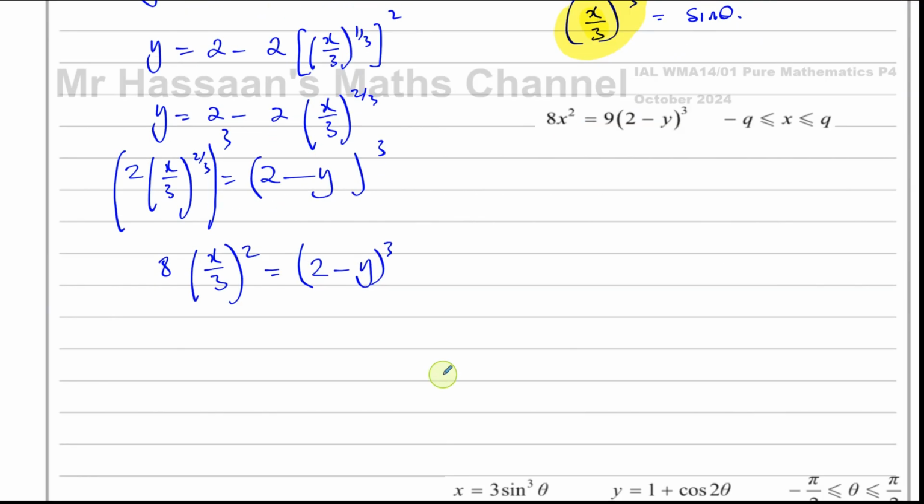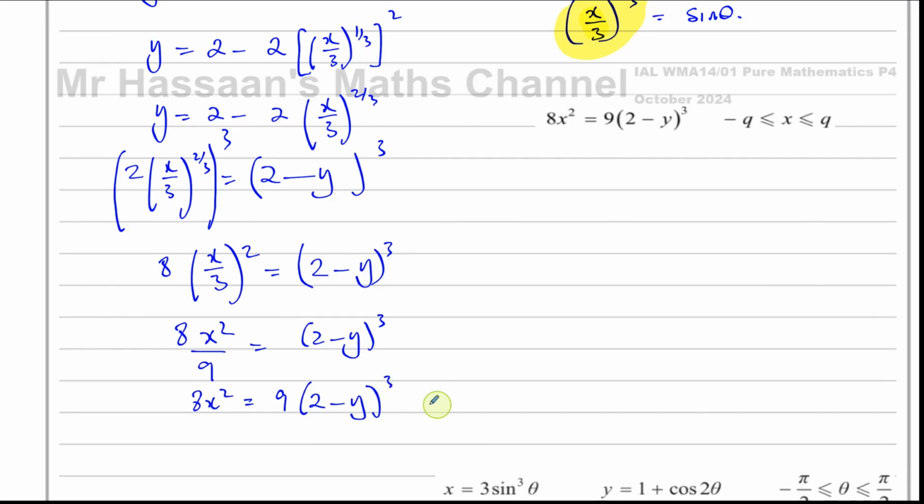So it looks like we're almost there. So now we're going to have 8 times x squared over 9 equals 2 minus y cubed. So we're there, basically. We have multiplied by 9. We've got 8x squared equals 9 times 2 minus y cubed. Okay, so that's the expression, the Cartesian form of this parametric equation.